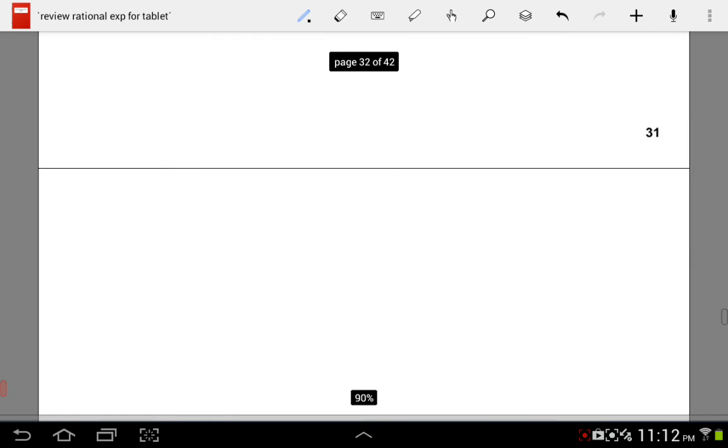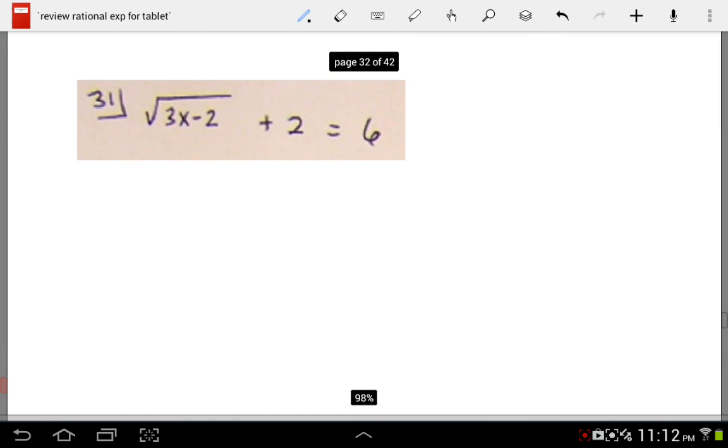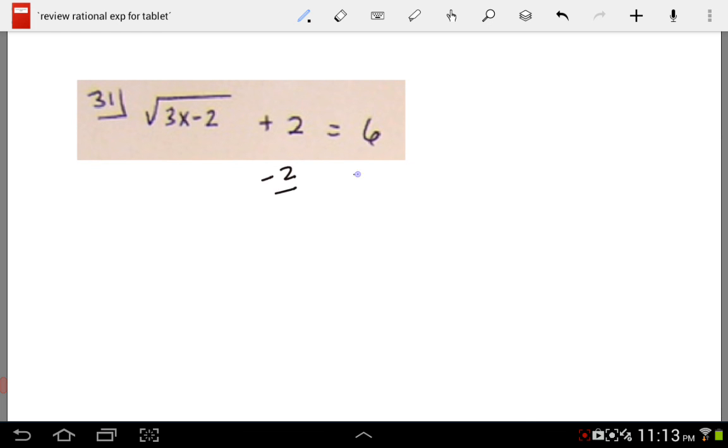Apparently there are two number 31s. Misnumbered it. Okay, now we're going to the equations. So these are radical equations. Remember our basic steps here. These you didn't have to check any extraneous solutions, so we're just going to isolate the radical, and then undo the radical, and then solve it. So we isolate the radical, we're going to get rid of our 2 here, and so that's going to take that down to 4.